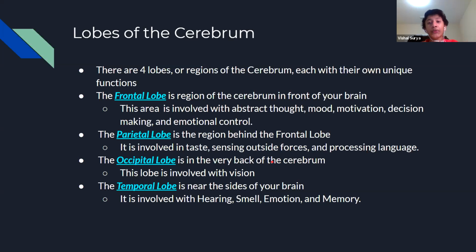Next, we will talk about the different lobes of the cerebrum. There are 4 lobes, or regions of the cerebrum, each with their own unique functions. The first is the frontal lobe. This is the region of the cerebrum in front of your brain. I'll show a diagram after we're done with the slide.